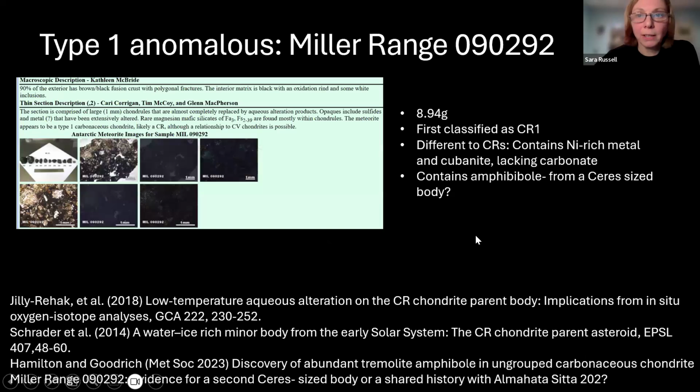Miller Range 090292. So this was first classified as CR1. It's only tiny, so I couldn't find any good pictures of it. But in some ways, it's a bit different to CRs. It has a slightly different mineralogy, has some nickel-rich metal in it, and doesn't have any carbonate in it. It also contains amphibole, which suggests that it may have come from a larger body, which we'll get into.